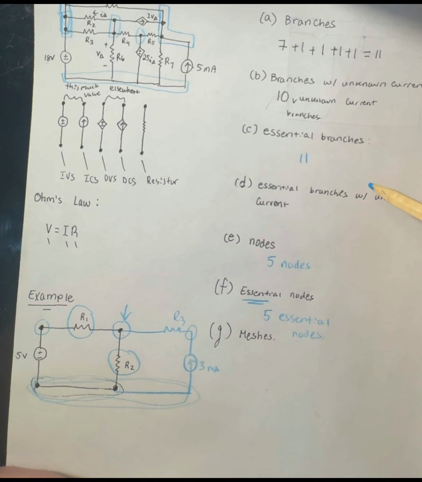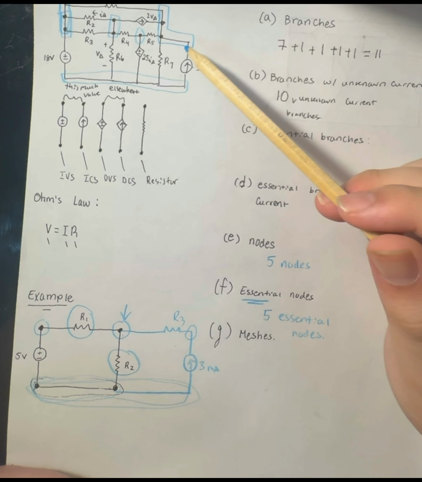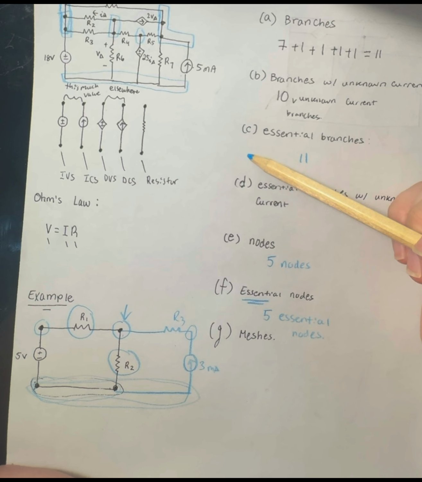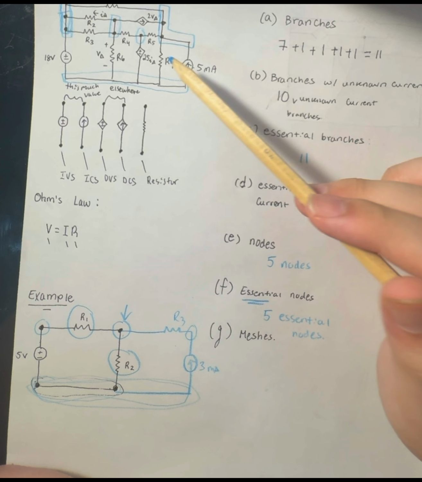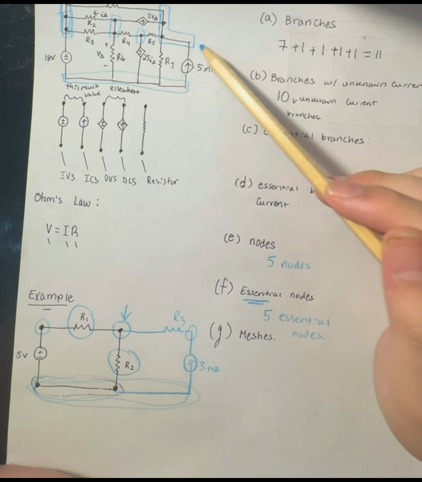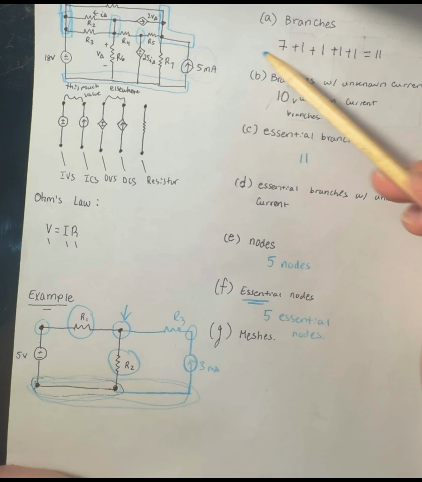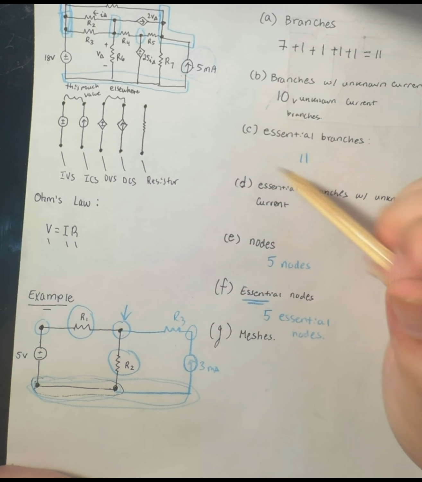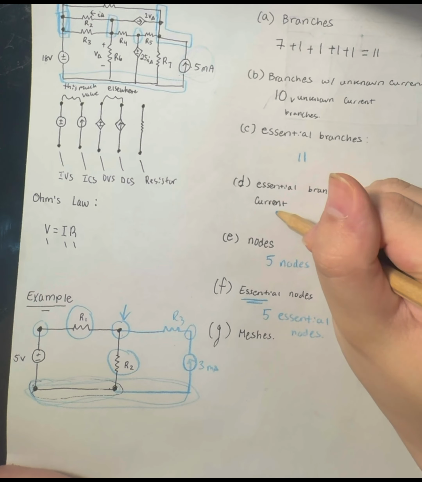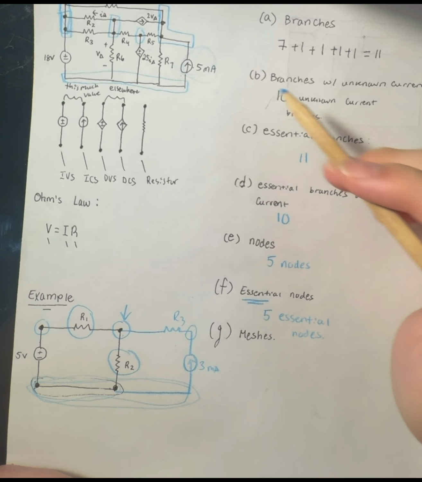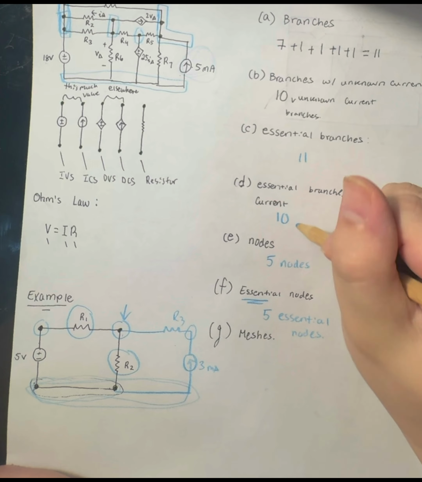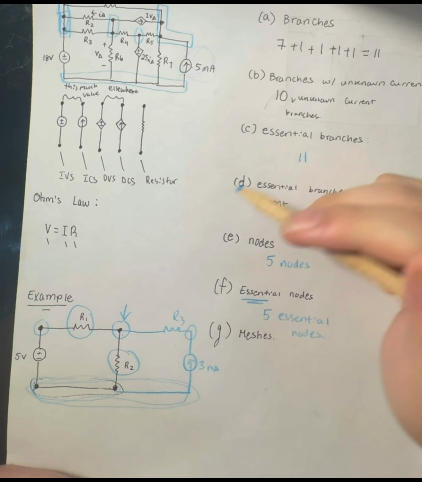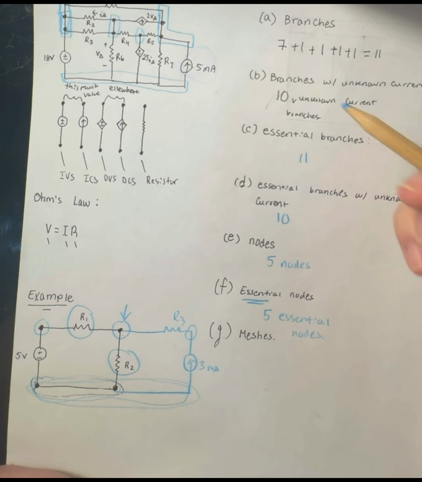It asks for essential branches with unknown currents. This is going to be the same as part B because we only know the current at this independent source over here. So we don't know it anywhere else. So 11 minus 1, that's 10, right? So we don't know the currents of the 10 other elements or the 10 other branches.